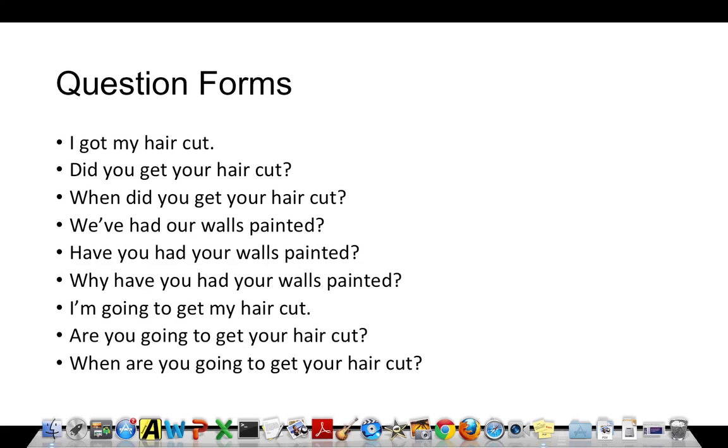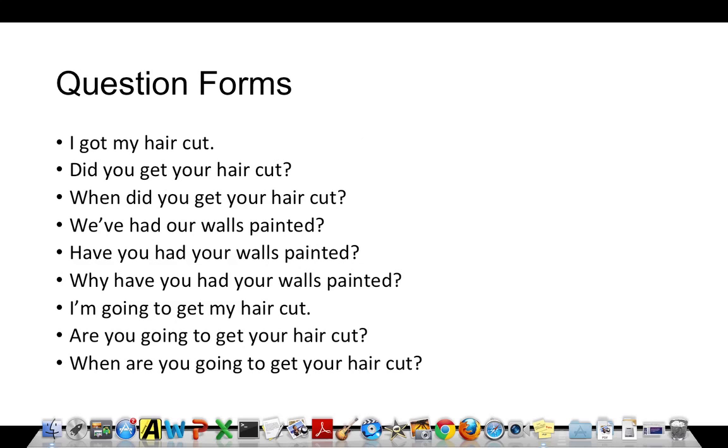Okay, and we can have many different tenses with the passive causative. We can use it in future constructions. For example, I'm going to get my hair cut. That would be the future with be going to. You can make this into a yes or no question by adding the auxiliary are at the beginning. Are you going to get your hair cut? And then just add a WH out front. When are you going to get your hair cut?